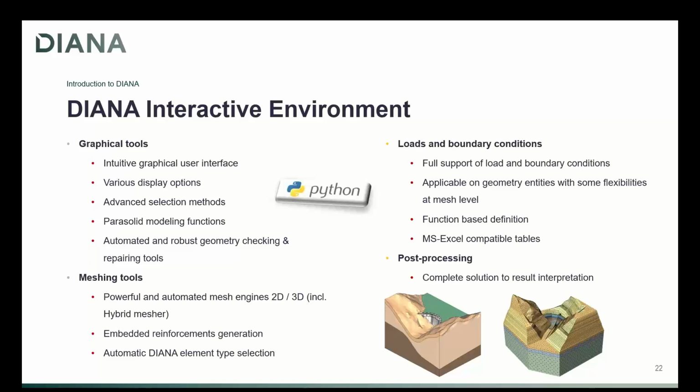Modeling functions are based on Parasolid. You have automated and robust geometry check and repairing tools if you import geometry. In terms of meshing tools, we have a powerful and automated mesh engine, both for 2D and 3D. You can generate embedded reinforcement. There is also an automatic selection of Diana elements, so you don't have to worry about that. You just define an element class.